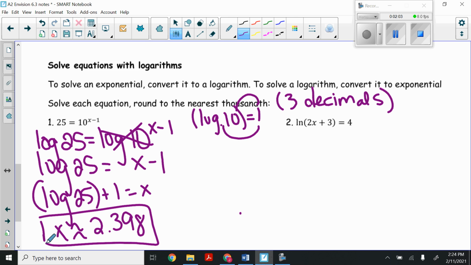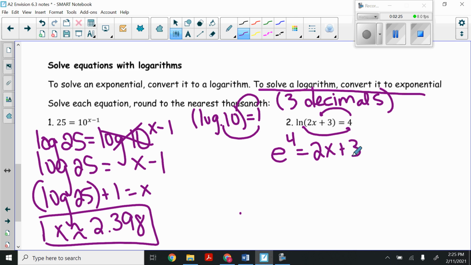Okay, number 2, it starts out with a logarithm in the problem. And so here it tells me to solve a logarithm, we convert it to exponential. Remember, to convert to exponential is that little circle of life shortcut. So I take my base, I raise it to that power, it equals this. Since it's a natural log, remember my base is e, so I have e to the 4th equals 2x plus 3. I'm going to get x by itself, so I'm going to subtract 3 from both sides. e to the 4th minus 3 equals 2x. Divide by 2, divide by 2.